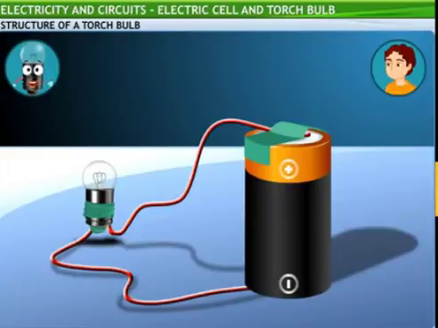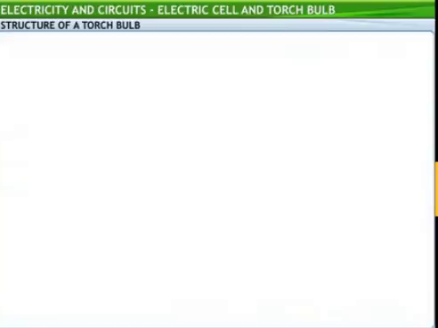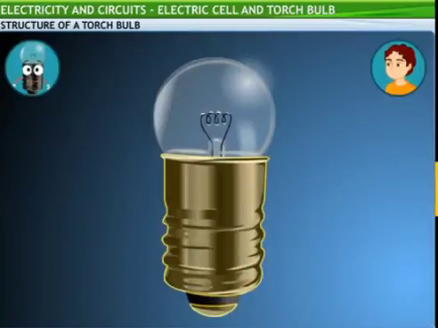Well, when the positive and the negative terminals of an electric cell are connected to the two terminals of a bulb, electricity passes through the filament of the bulb and it starts glowing. Terminals of the bulb? You mean you have terminals as well? Yes, of course. Look here. See these two terminals?